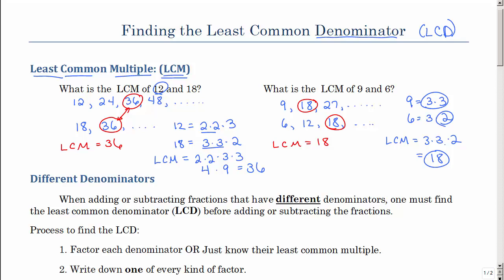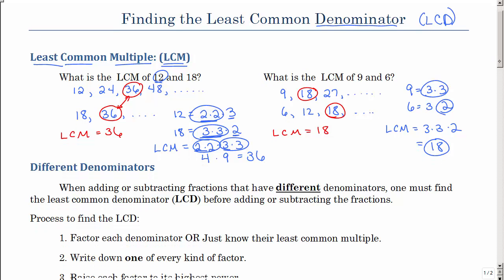Think about that. What did I do? I factored it, and I took the most of each factor. So there was 1 2 here and 2 2's here, and I took 2 2's. There was 1 3, 2 3's, and I took 2 3's. And that was my least common multiple. That's exactly how we're going to find that least common denominator.